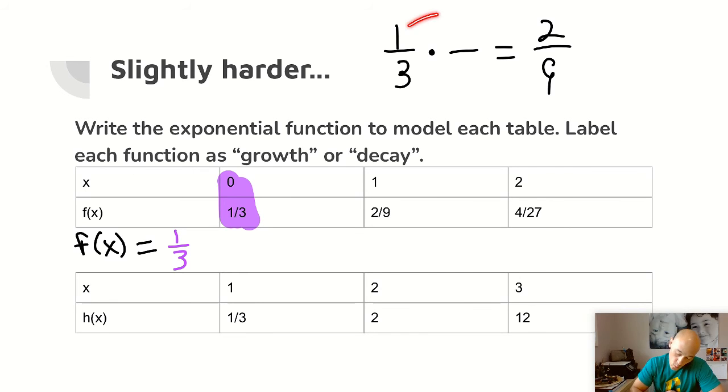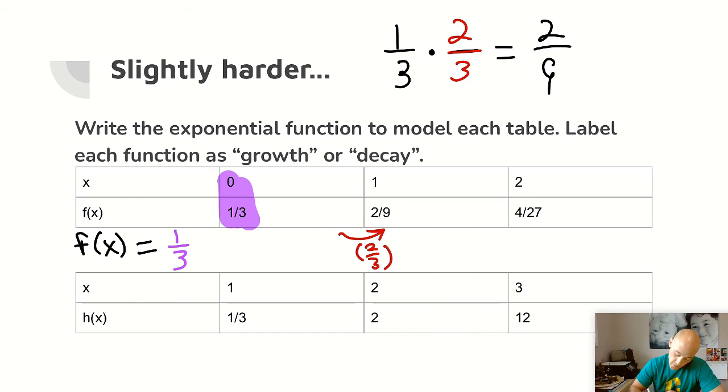Well, 1 times what is 2? Well, 1 times 2. Here, I'm going to do it in red. 1 times 2 is 2. And 3 times what is 9? Well, 3 times 3 is 9. So here we're multiplying by 2/3.